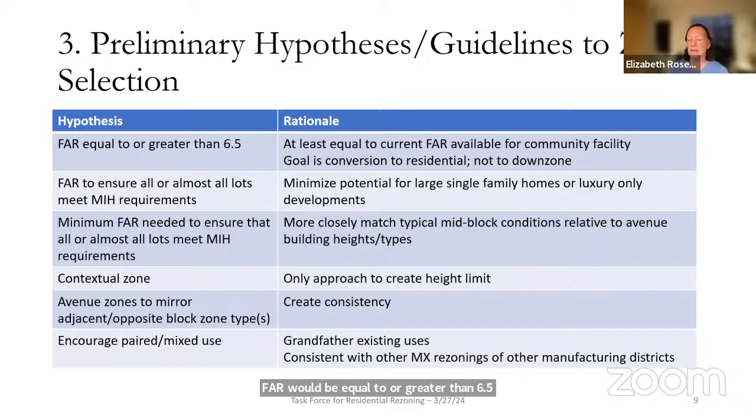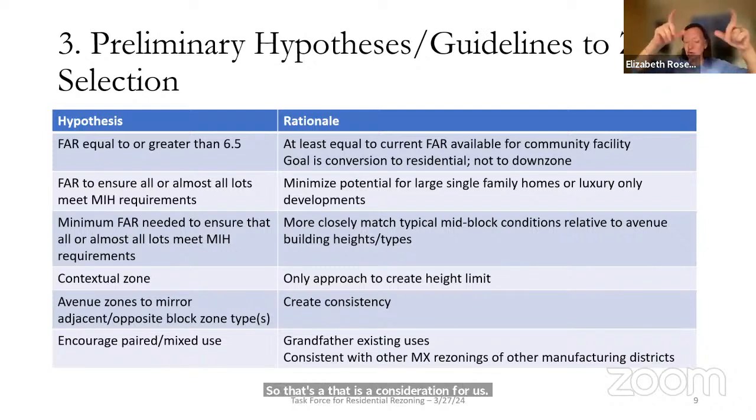Our second hypothesis is that we would want to propose an FAR that would ensure all or almost all of the lots on the individual block, and we do have the ability to propose a different type of zone for each block if appropriate, would meet the minimum square footage requirements for mandatory inclusionary housing. In particular, in this conversion to residential zoning, we want to minimize the potential to create a new large single-family townhouse or luxury-only developments, which would be possible for any new construction under 25,000 square feet. So that is a consideration for us.